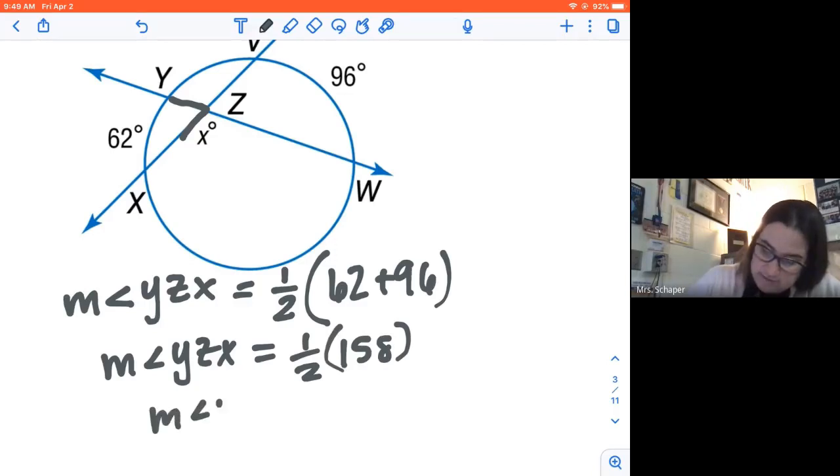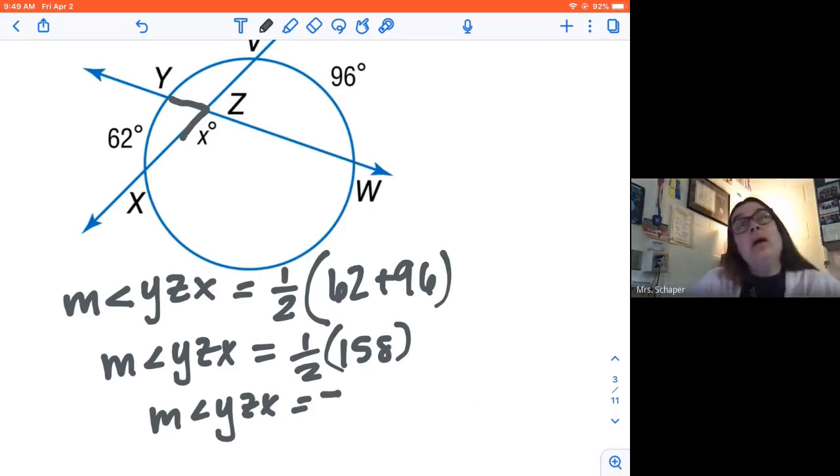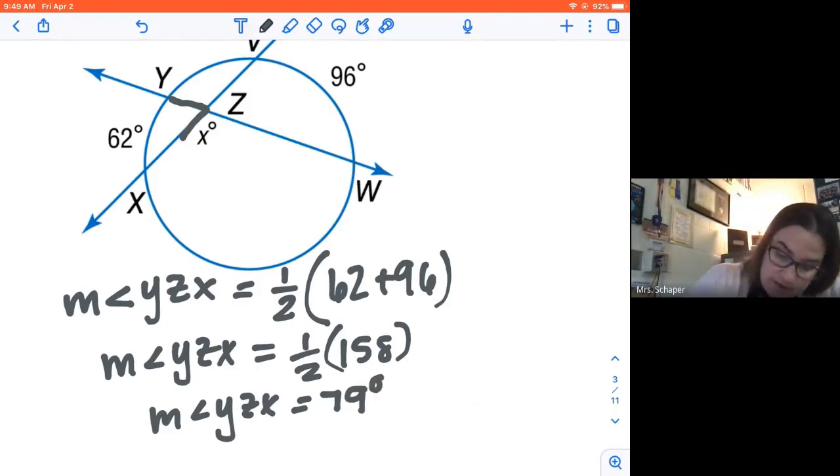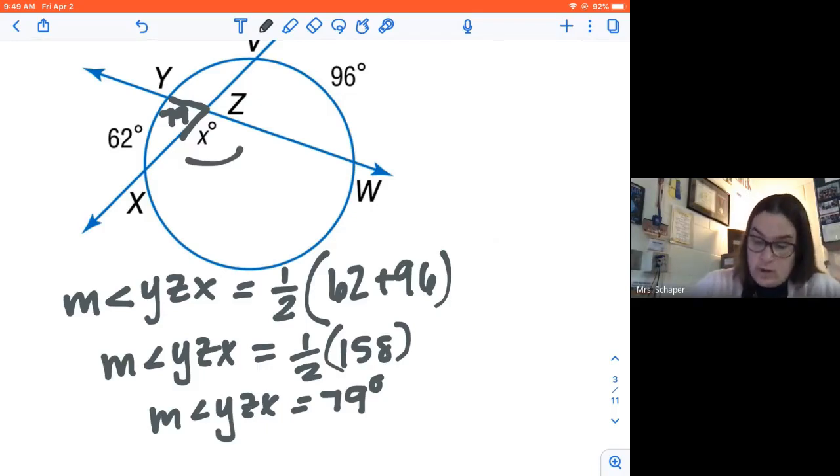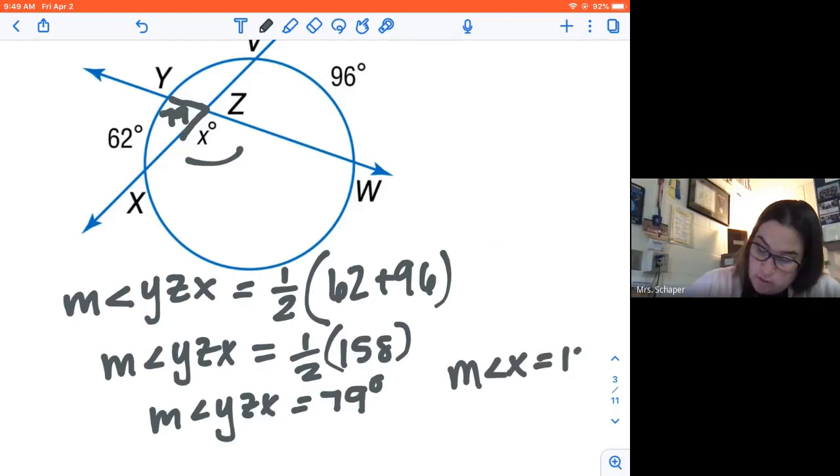So the measurement of angle YZX is 79 degrees. All right. Therefore, if this angle is 79, then this angle has to be 101. So the measurement of angle X is 101 degrees.